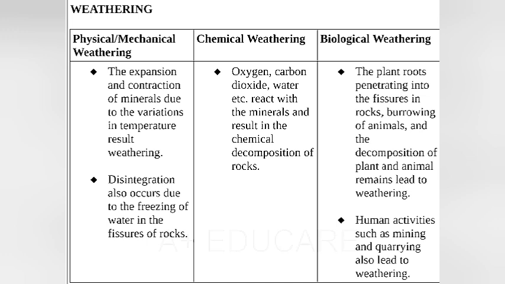Chemical weathering. Oxygen, carbon dioxide, water, etc. react with the mineral and result in the chemical decomposition of rocks. Biological weathering. The plant roots penetrating into the fissures in rocks, burrowing of animals, and the decomposition of plants and animals remains lead to weathering. Human activities such as mining and quarrying also lead to weathering.